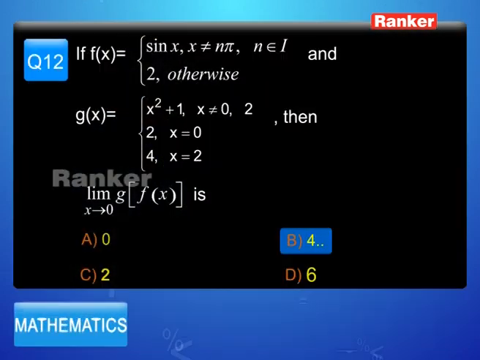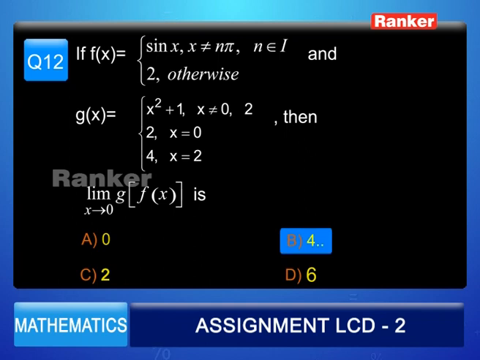So, both left hand limit as well as right hand limit are equal to 4. So, the limit exists and is equal to 4. So, the option is B.